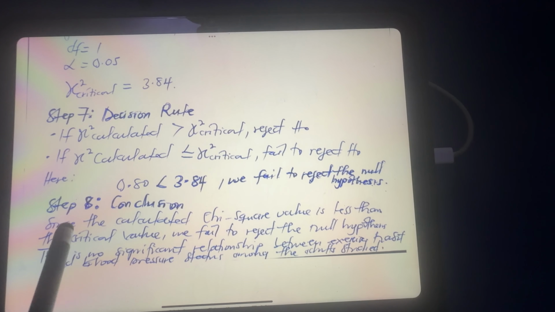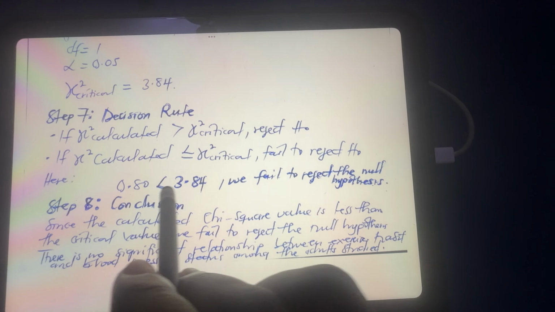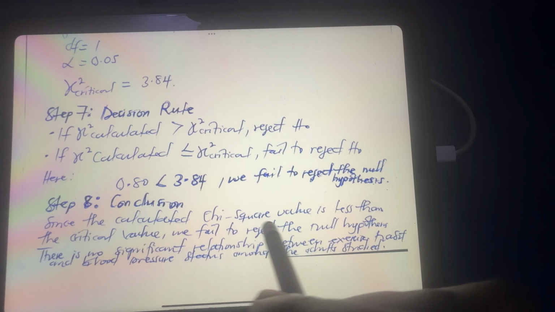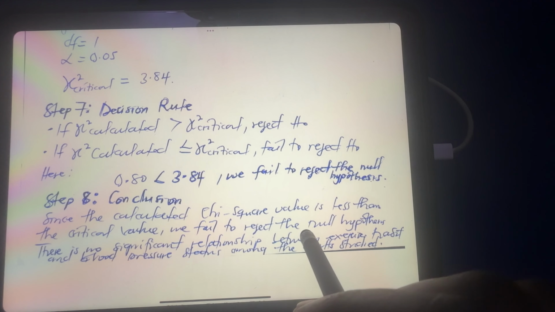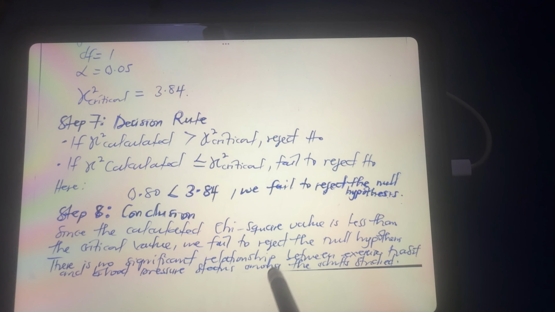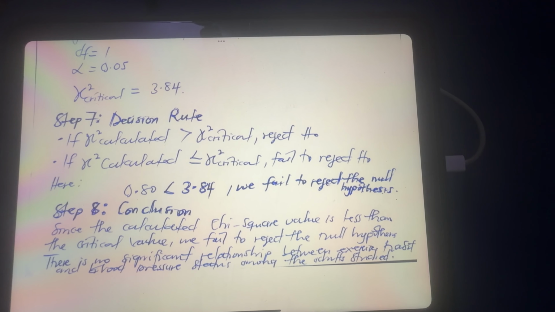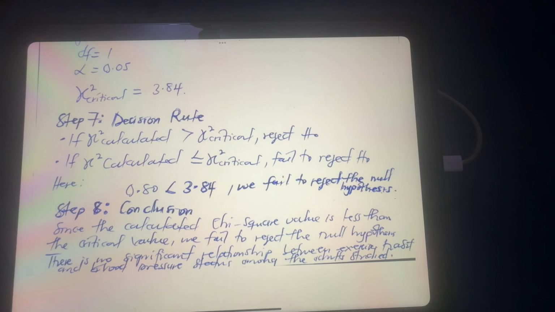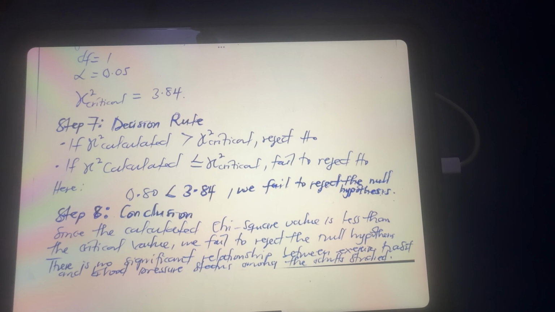And you are going to write, since the computed or the calculated chi-square, which is 0.80, is less than the critical value, which is 3.84, we fail to reject the null hypothesis. Therefore, there is no significant relationship between exercise habits and blood pressure status among the adults studied. Simple as that. Is that okay? All right, so this brings us to the end of our second example, chi-square test, hypothesis testing.